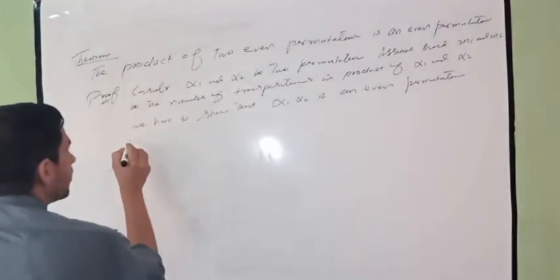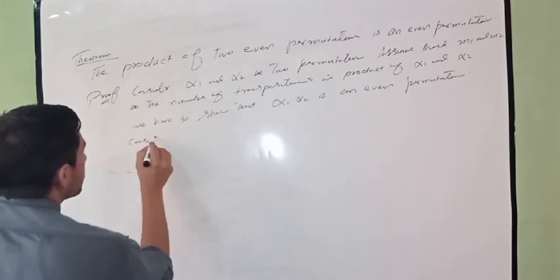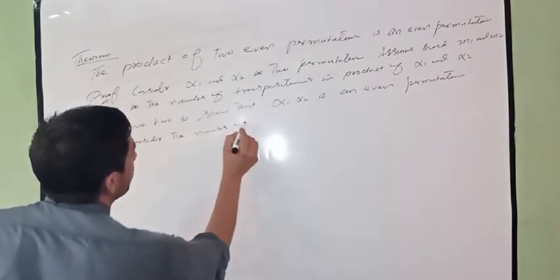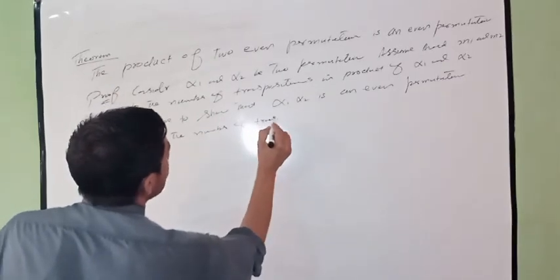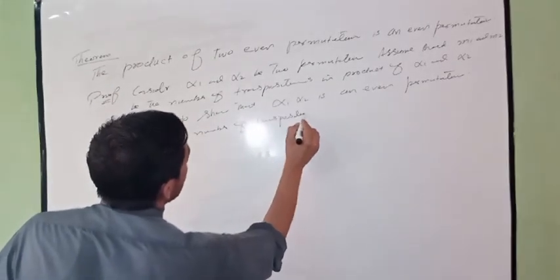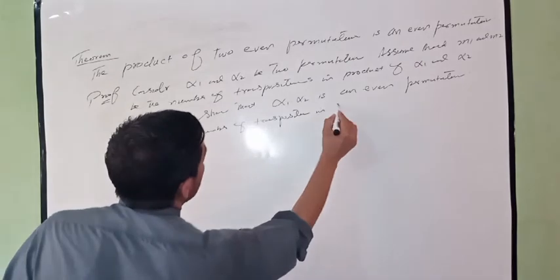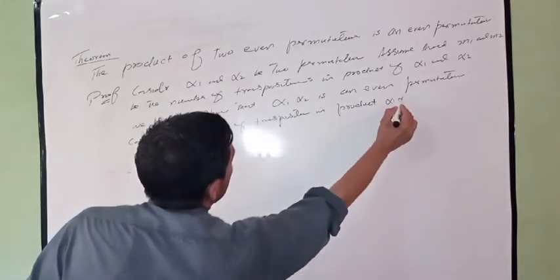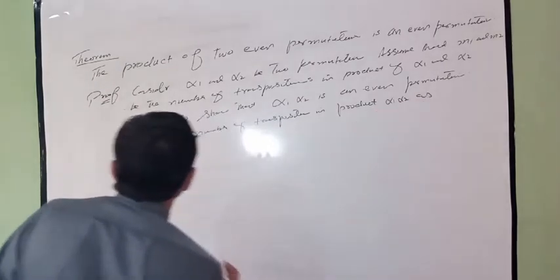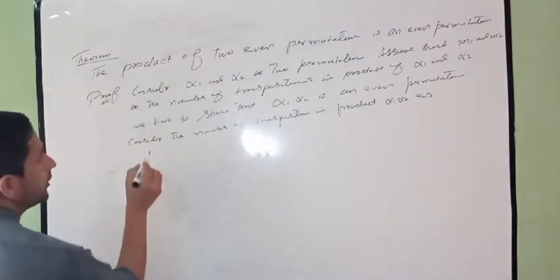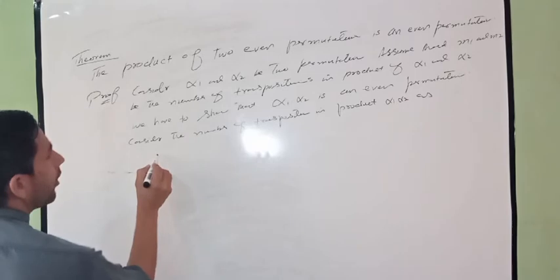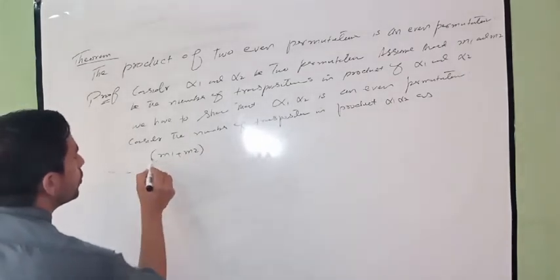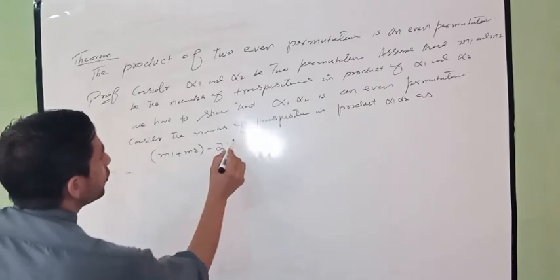So we consider the number of transpositions in the product alpha 1 alpha 2 as m1 plus m2 minus 2k.